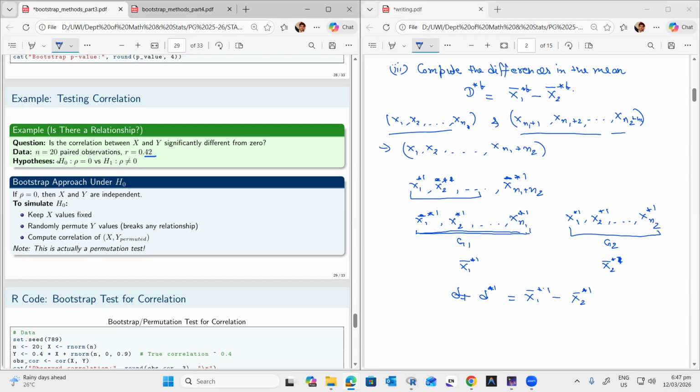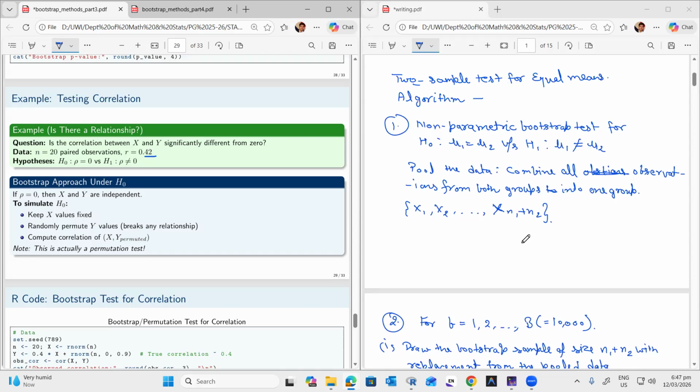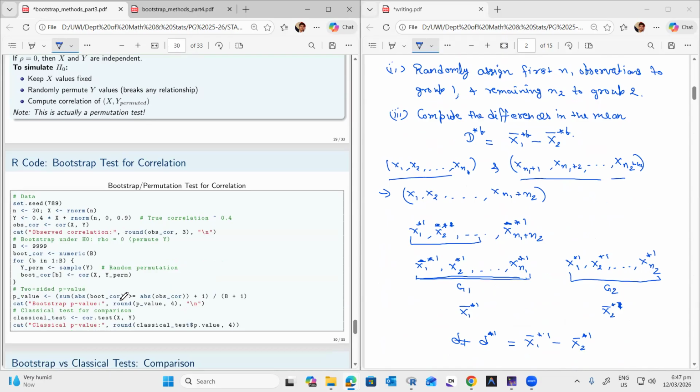Again, as we have done earlier, the entire algorithm will remain the same as in the two-sample test for equal means. But we will keep the vector x as fixed values, and we will generate the values of y again and again. So here we have the R code for that one again.